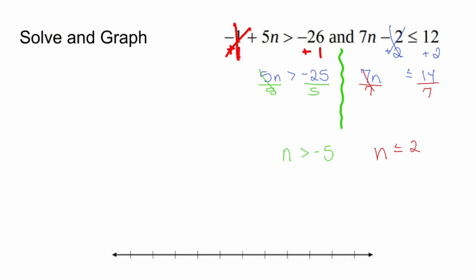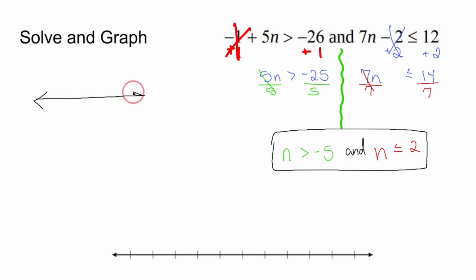Now, the key phrase in this is that word "and." When you have an "and" statement in math, whatever number or numbers you choose have to fit both of these qualities. The number that I choose has to be greater than -5 and also less than or equal to 2. So with "and" statements like this, I like to make a rough draft. Okay, nothing fancy. I just like to make a rough draft.